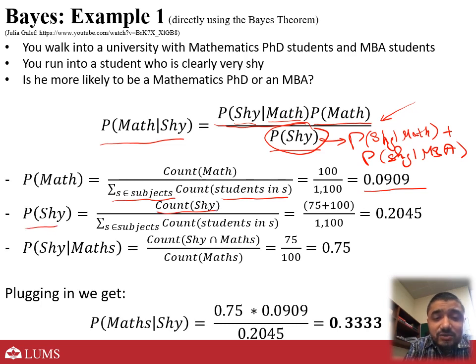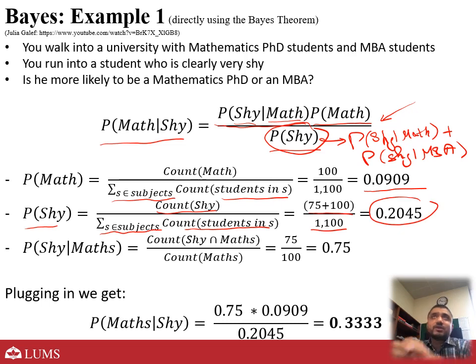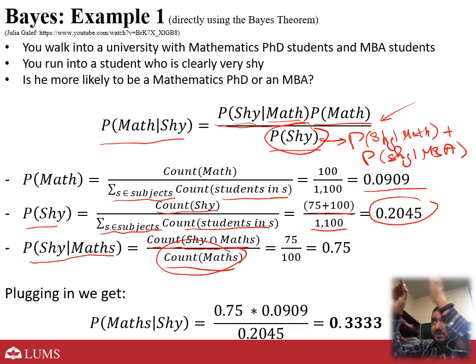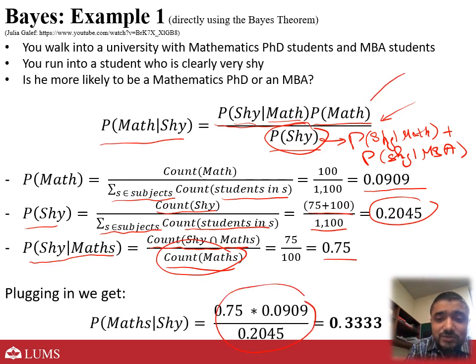Probability of being shy is the count of shy over the count of students in all subjects who are present. So just count of shy over count of all students, which is 75 plus 100, so 175 shy over 1100 overall students. So this is your probability of anyone being shy in that population. And now finally the probability of being shy given math. So what is the probability of being shy given that you are in math, it is the joint probability of shy and math over the count of math, because again we're just looking at the circle where we have the math students. So this is 0.75. Now plug everything into the Bayes theorem, and you get 0.3333, which is the 33.33% that we looked at before.